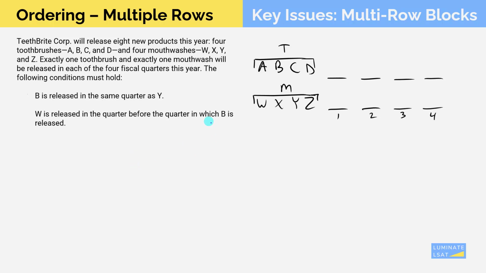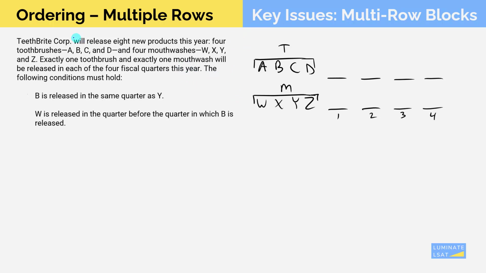In this section, I want to cover a couple of key issues that come up in multiple row ordering games. The first is multi-row blocks. The second is about relative order rules. And the third is about the concept of thinking about the negative and positive aspects of a rule. Let's start with multi-row blocks.